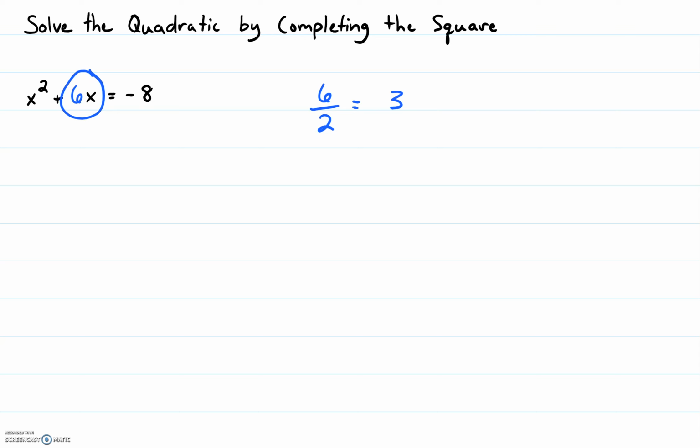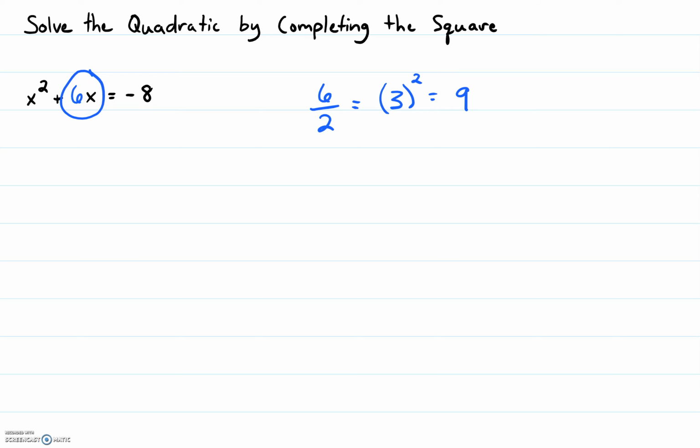In that case, it's going to give us 3. And then you want to square whatever that 6 divided by 2 is. So if we do 3 squared, that's going to give us 9. And so 9 is the number that we need to add to both sides of the equation so that we are able to complete the square.